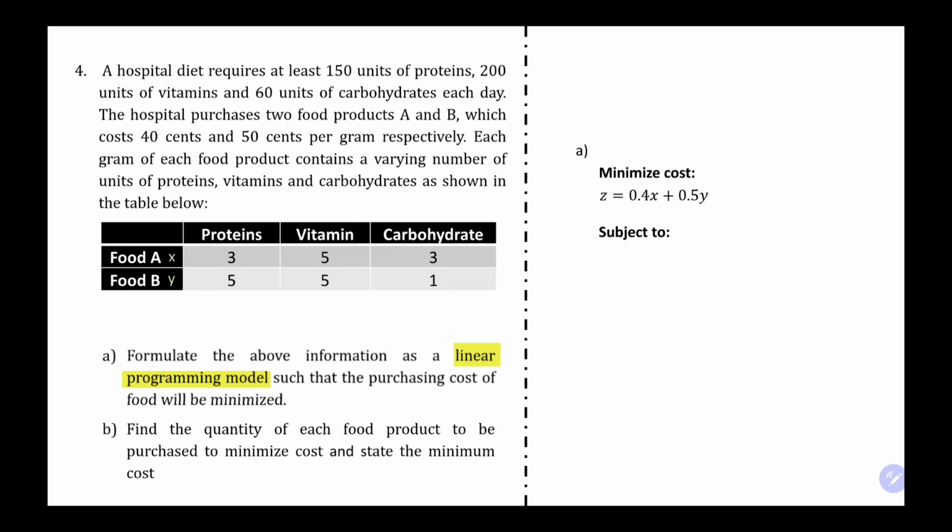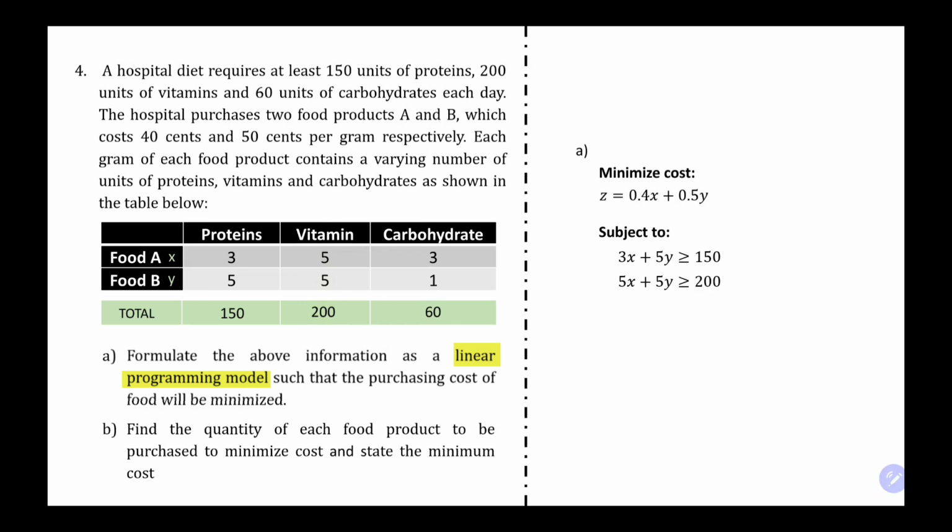From the table, we need to find the total for proteins, vitamins, and carbohydrates. So we put in one row with the totals. From the question, protein is 150 units, vitamin 200, and carbohydrate is 60 units. So, our system of linear inequalities, first, we have 3x plus 5y greater than or equal to 150. Greater than or equal since at least 150 units of proteins. So, at least refers to greater than or equal.